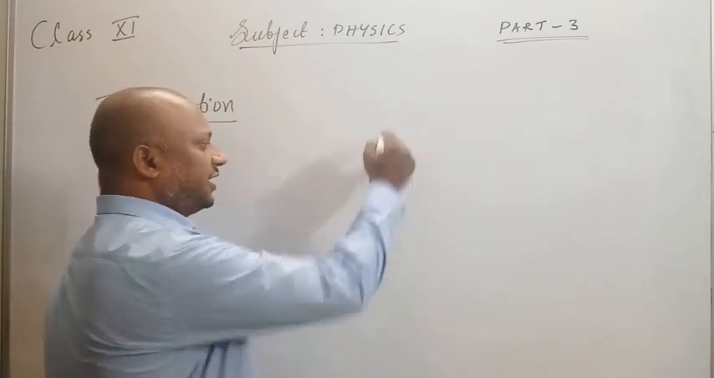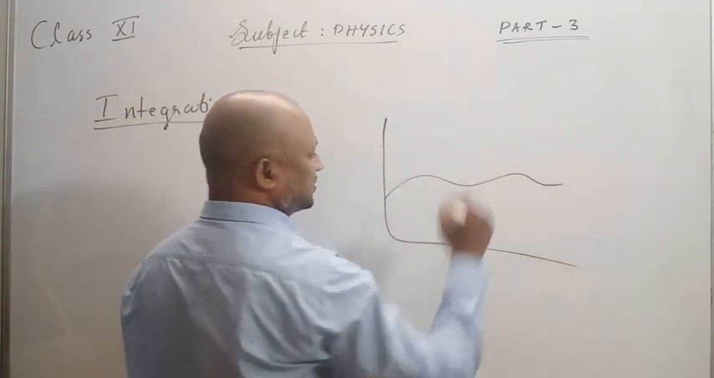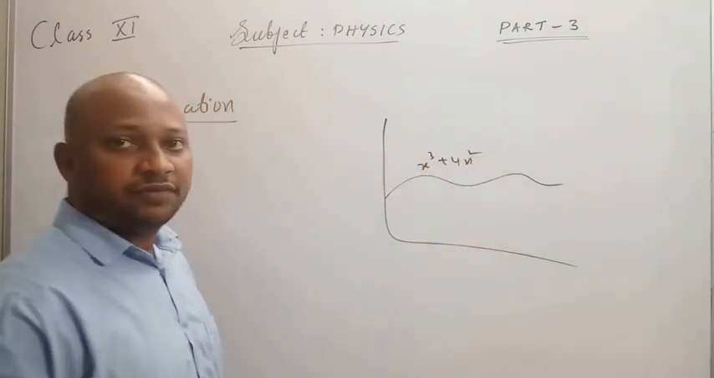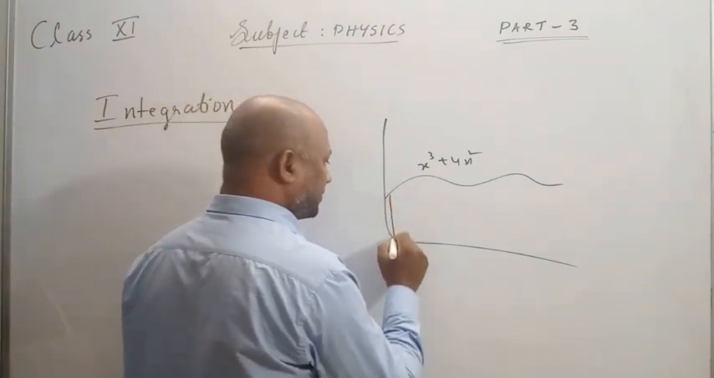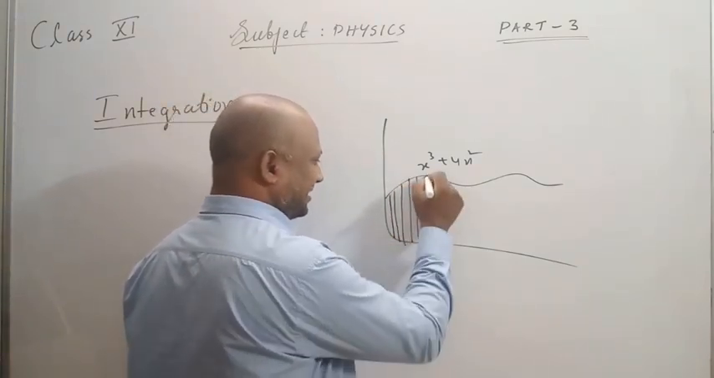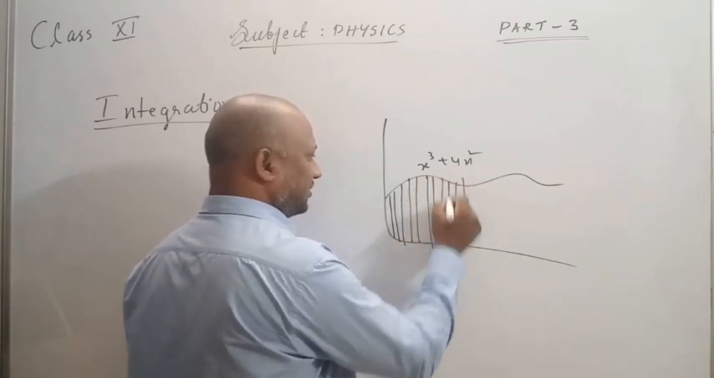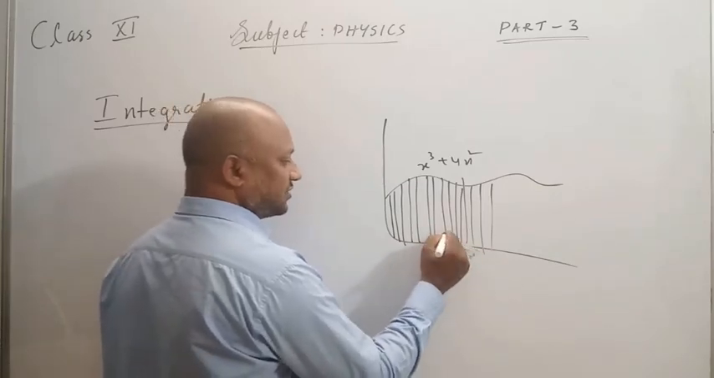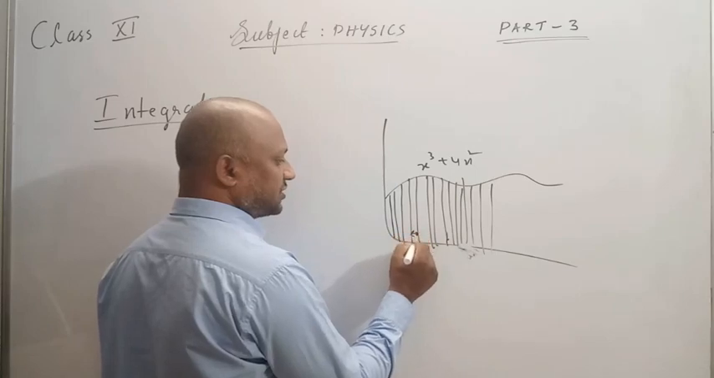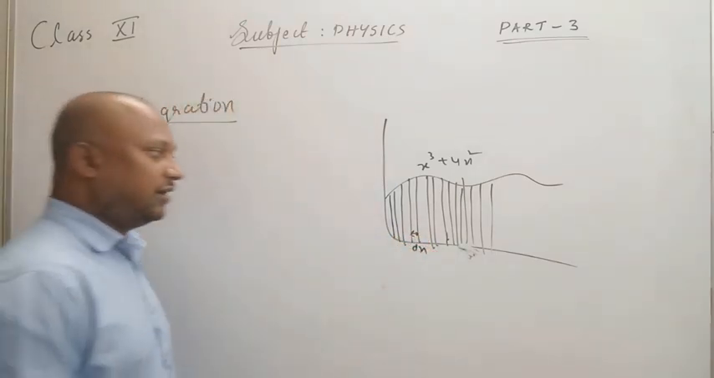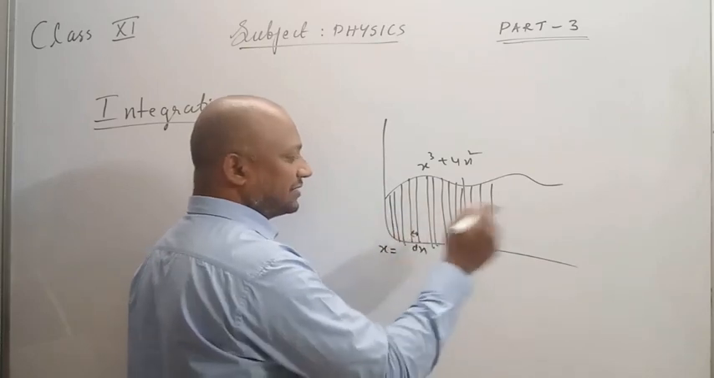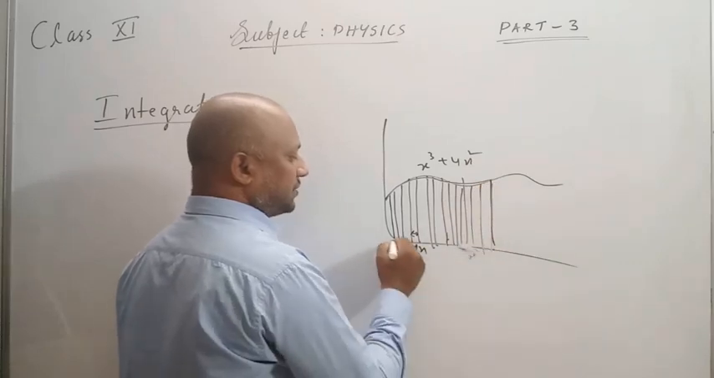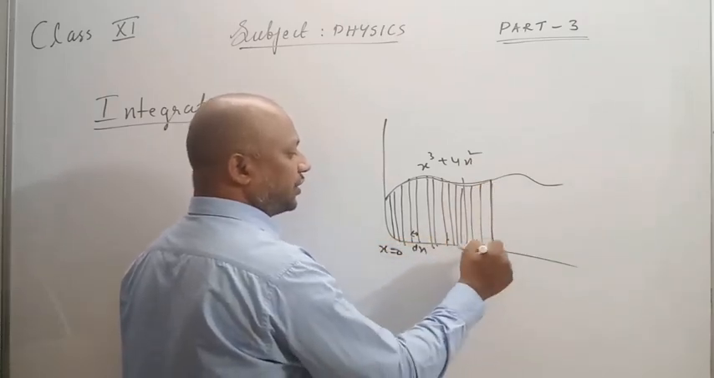For example, if I have a graph like this, which is represented maybe by x cube plus 4x square or whatever the function is, and then you make so many small rectangles, infinitely small thickness rectangles of thickness dx, and you can add all these rectangles' area to find the area under this curve up to here. Suppose this x is 0 and this is x is 1, 2, 3, 4, whatever it is.